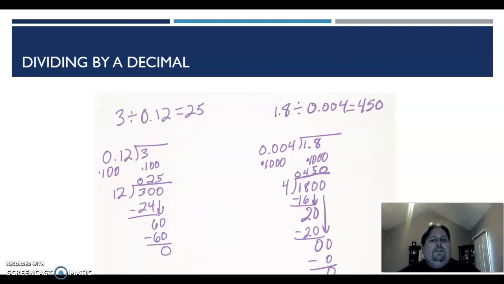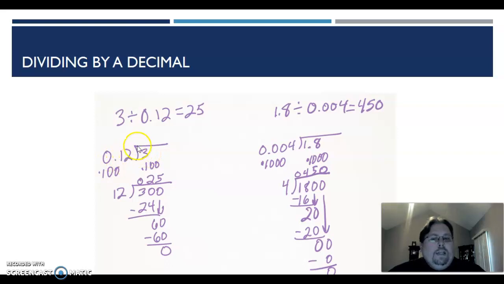Now this is kind of looking at the last two learning targets. And we have 3 divided by 0.12 or 12 hundredths. Looking at that one, because the 12 hundredths is second, that's going to be our divisor, that's on our outside. The 3 is our first number, so that's going to go on the inside.